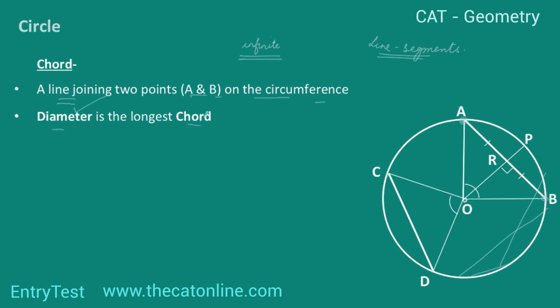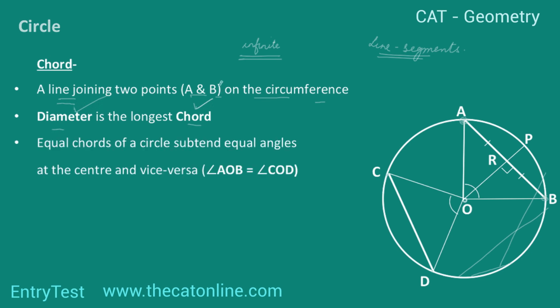Diameter is the longest chord for a circle. The properties of a chord that I need to know: equal chords of a circle subtend equal angles at the center and vice versa. So suppose two chords AB and CD are equal in length, then the angles that they subtend at the center, which are angle AOB and angle COD, would also be equal, and vice versa. So if the angles subtended at the center are equal, that means they have been subtended by equal chords.